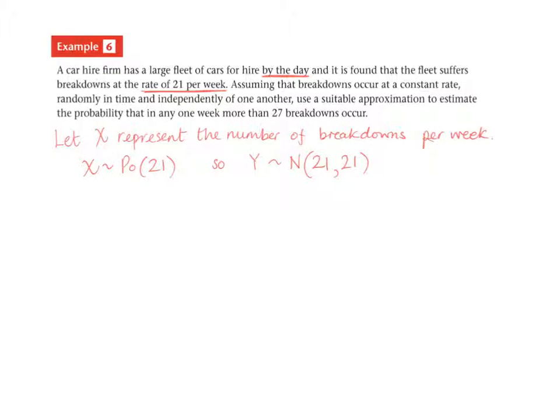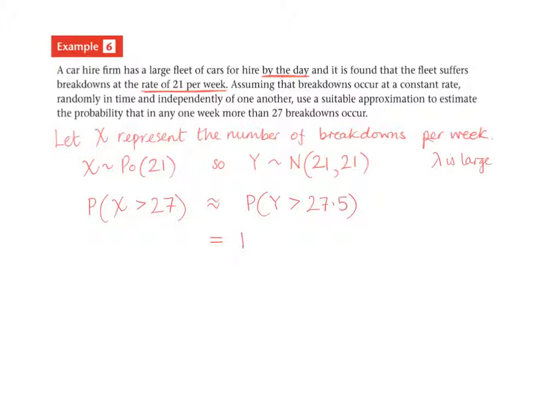Okay, from that then, we can say that lambda is large, so we can approximate it, and it follows the normal distribution. So for the probability of x, the number of breakdowns, being greater than 27, we apply our continuity correction, so that's the probability of y being greater than 27.5. That's the continuity correction, and then we've got to do our standardising.